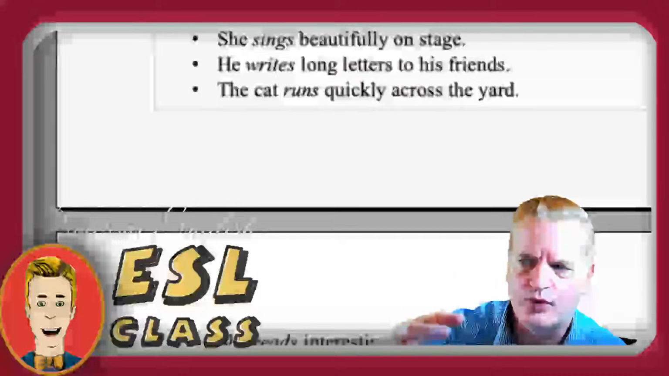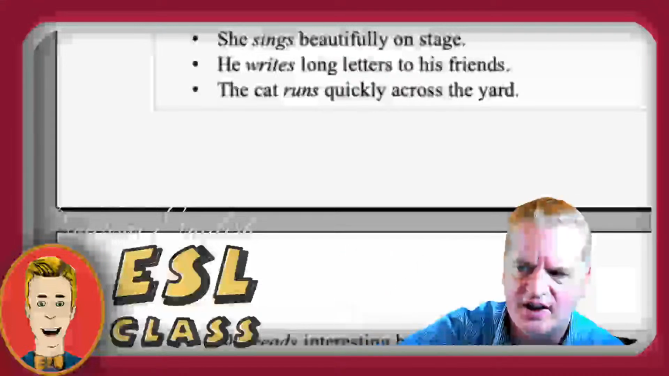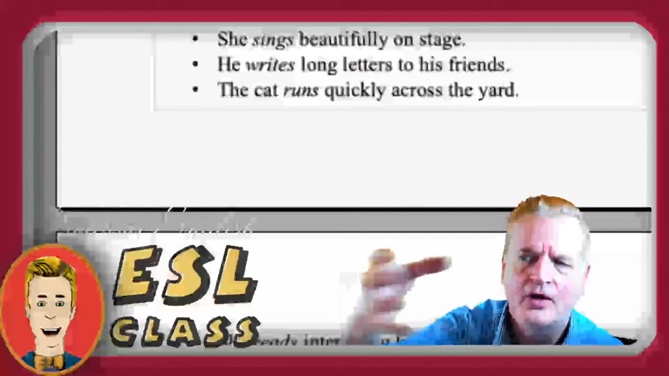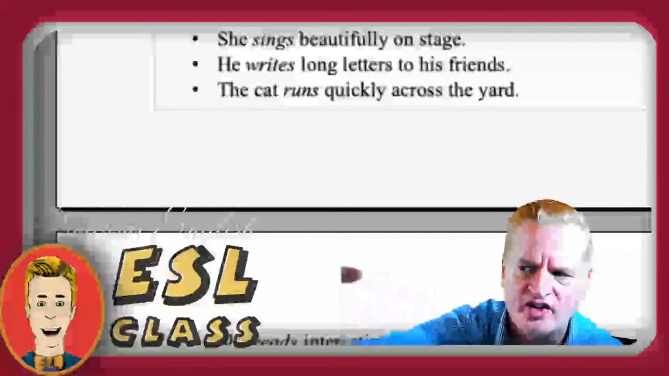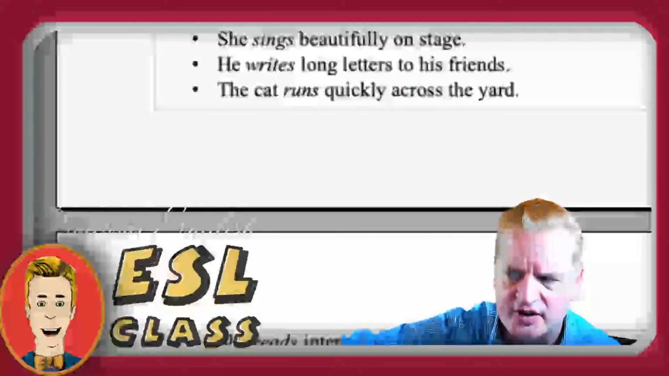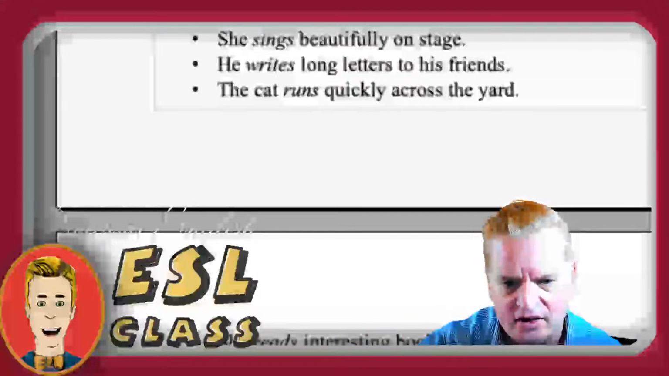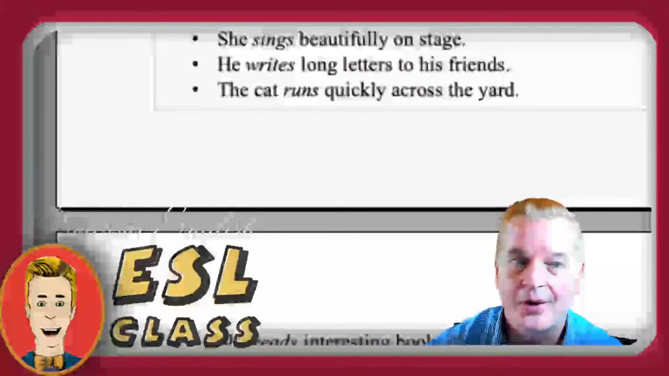So we have the sentence form, the statement form. She sings. Question form: Does she sing? So a how question: How does she sing? How does she sing on stage? Let's say horribly.